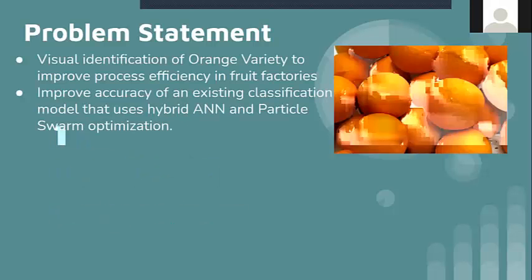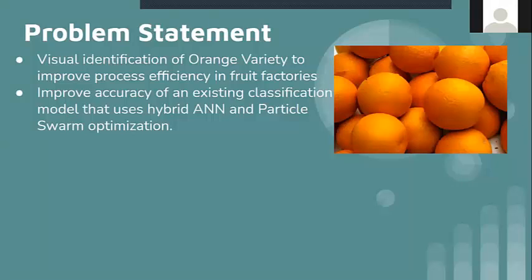Moving to the next slide. This is about the visual identification of a variety of oranges. We're doing this to improve process efficiency in food factories. We also believe it could be used in supermarkets, because there are different kinds of orange varieties and they cost slightly different, maybe 10 to 15 cents a pound difference. It's very important for a cashier to recognize the correct oranges so they can charge the customer accordingly. Otherwise, this can affect the business negatively in terms of losing money.